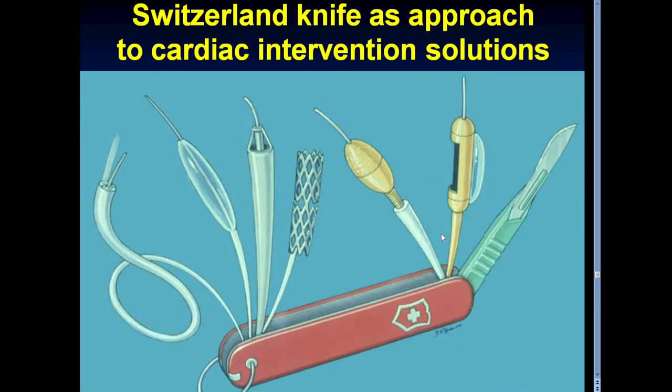You see here, the next decision, the next strategy is the usage of some kind of intervention. And this Swiss knife shows the opportunities with the usage of surgery and the combination of any catheter intervention with usage of some balloons, stents, rotational devices, and so on.